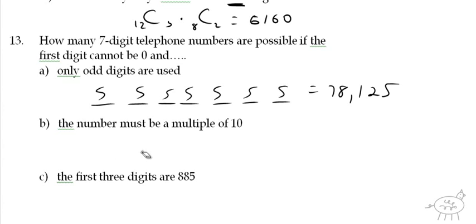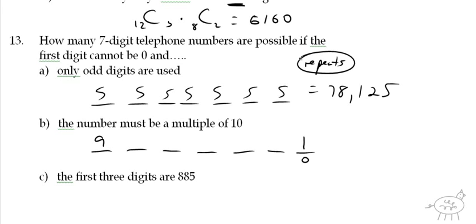Okay, B, the number must be a multiple of 10. Well, let's draw our blanks here. 1, 2, 3, 4, 5, 6, 7. And if it's a multiple of 10, the last digit can only be a 0. So there's only one possibility, right? Because like 10, 20, 30, 40, it's got to be a 0. We come to the first number, it can't be a 0, so there's 9. And now, remember, in this problem there are repeats. Of course, it makes sense with a full number. It can have repeats. It's going to be 10, 10, 10, 10, and 10.